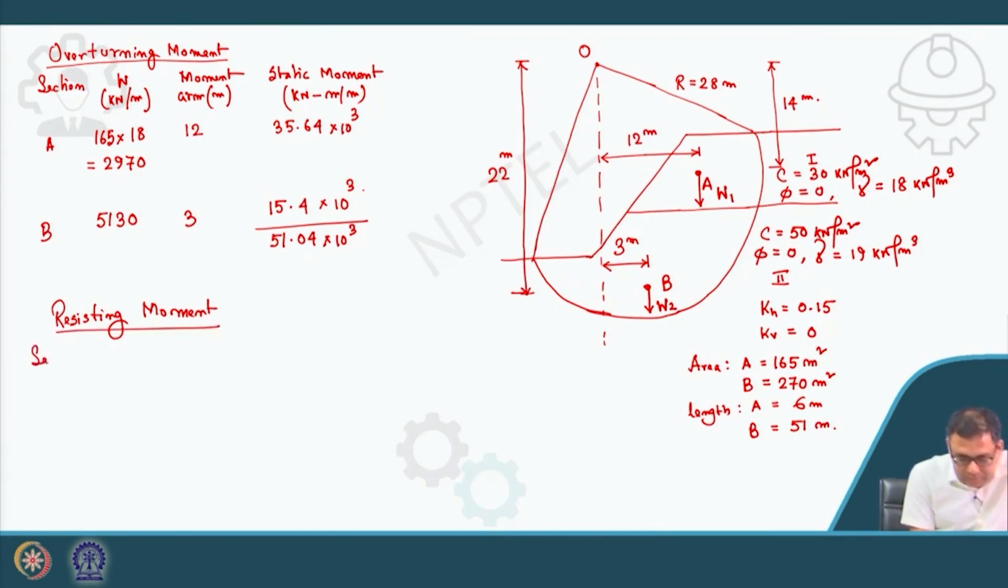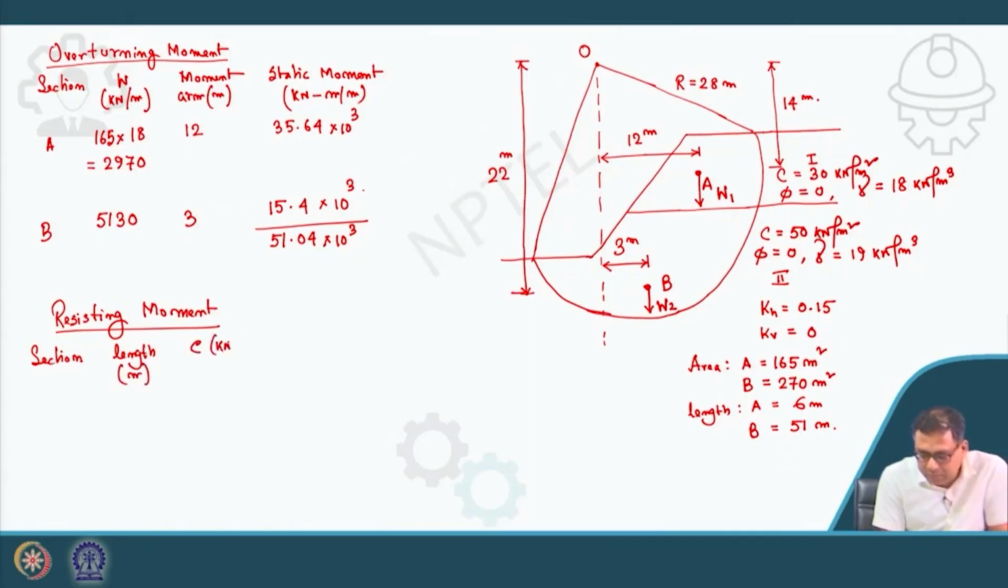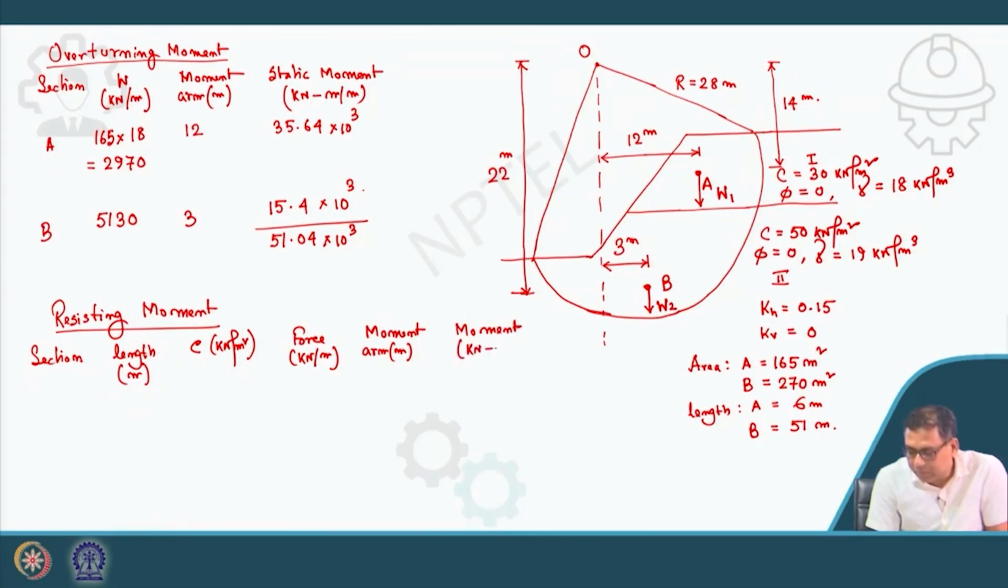So again I will take the section, then the length in meter, then the cohesion value in kilonewton per meter square, then the force, that is kilonewton per meter, then the moment arm in meter, then the moment, kilonewton meter per meter. So for section A, length is how much?